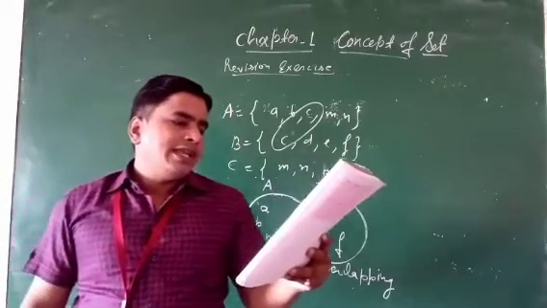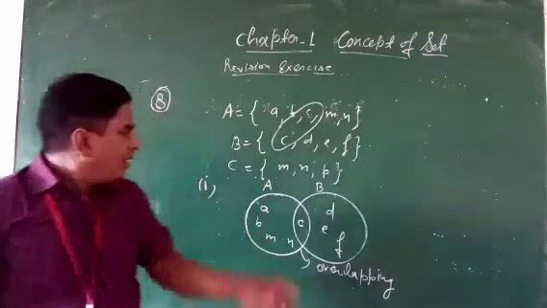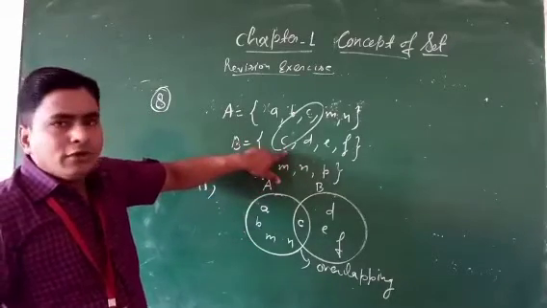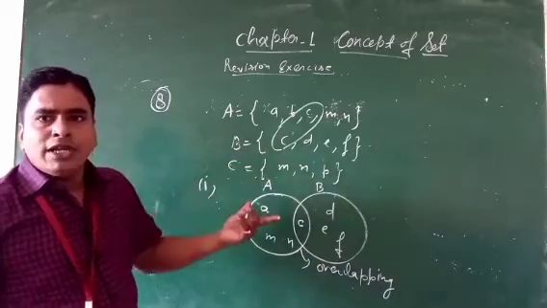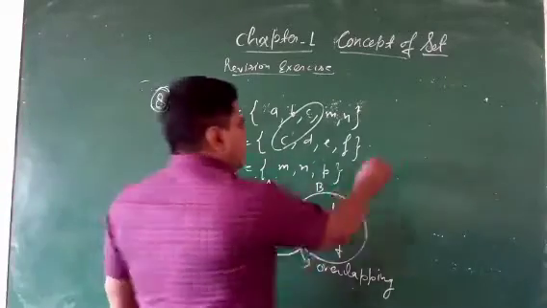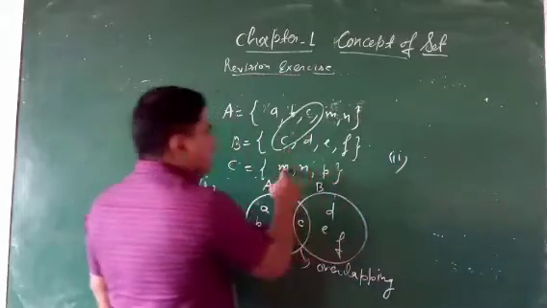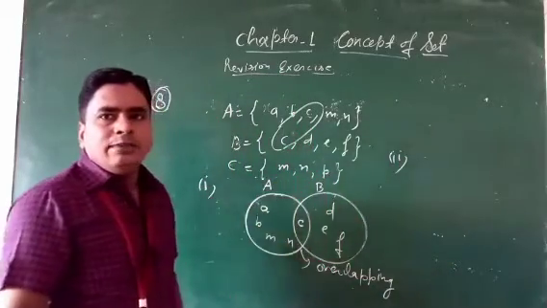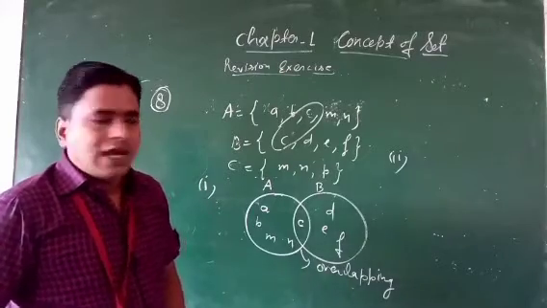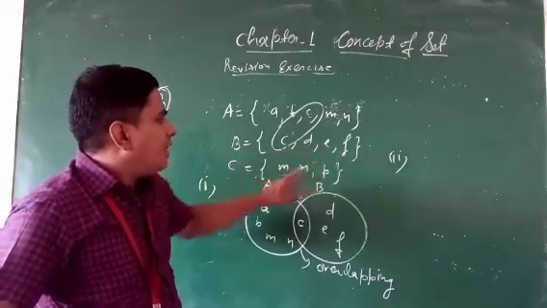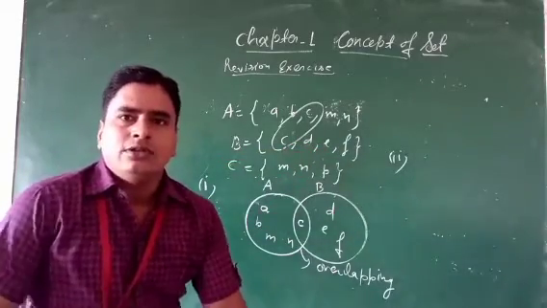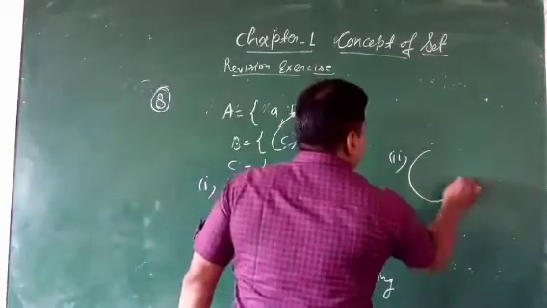Second part, B and C are disjoint sets. So see here, in both sets B and C, no element is common. So therefore, B and C are disjoint sets. C, D, E, F, M and P: no element common in both sets. So these two sets are disjoint sets.